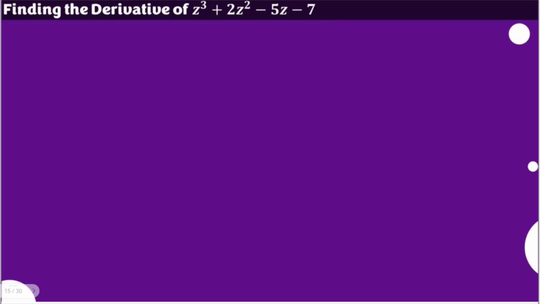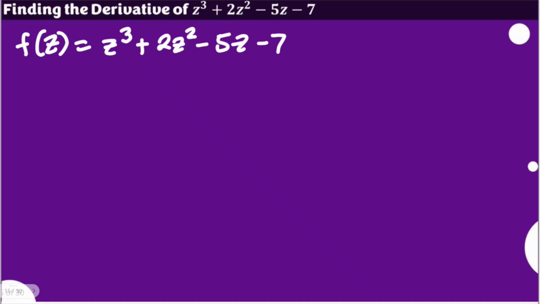Let's try to find the derivative of the given function z cubed plus 2z squared minus 5z minus 7 using the rules on differentiation. Let us say this is our given function, okay? F of z is equivalent to z cubed plus 2z squared minus 5z minus 7.